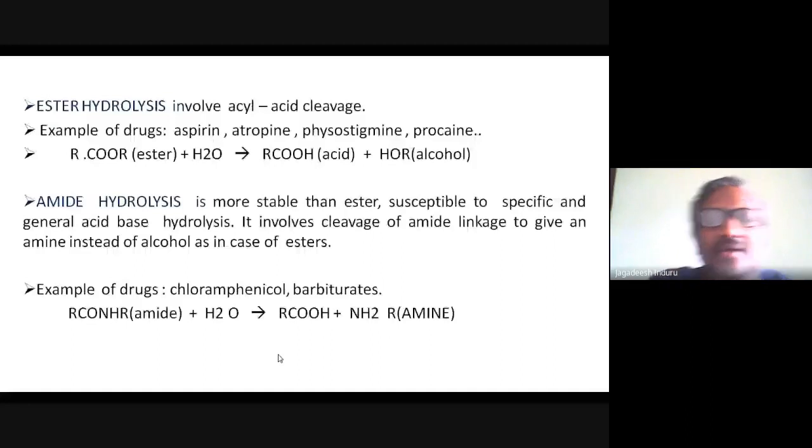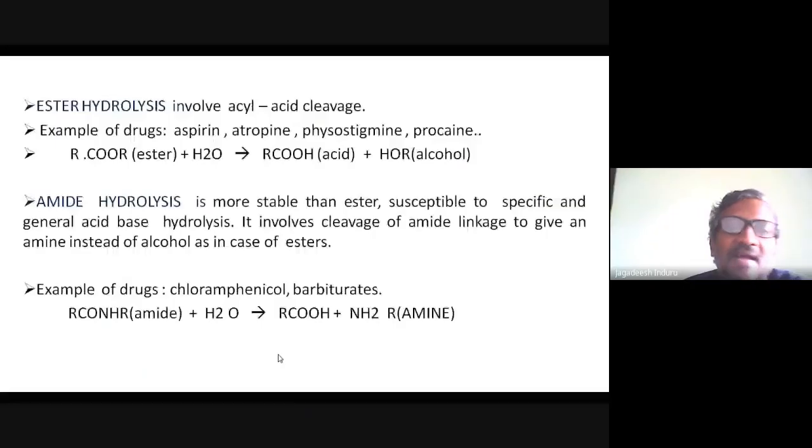you are going to release RCOOH acid and HOR1. If you are designating a different moiety, it is R1. If it is the same moiety, like an ethyl or propyl group, you will have the same R. But in that case, it will be cleaved into alcohol. This is a more permanent reaction, and it undergoes very fast when compared to amides. Amides have more stability with respect to hydrolysis.